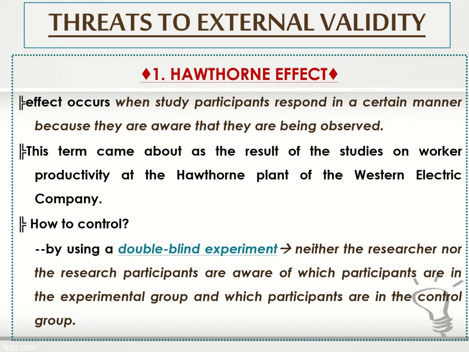So the Hawthorne effect may also be considered a threat to internal validity. So it might be possible to control this threat by using a double-blind experiment. So in a double-blind experiment, neither the researcher nor the research respondents or participants are aware of which participants are in the experimental group and which participants are in the control group. So, hindi alam ni respondents, hindi rin alam ni researcher kung sino yung mapupunta sa control group and experimental group.